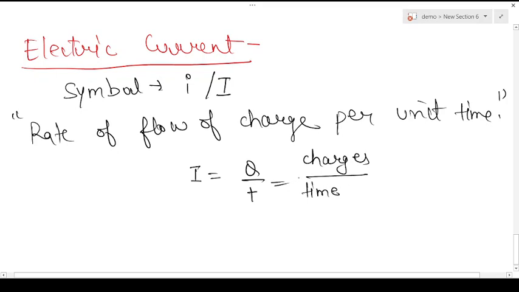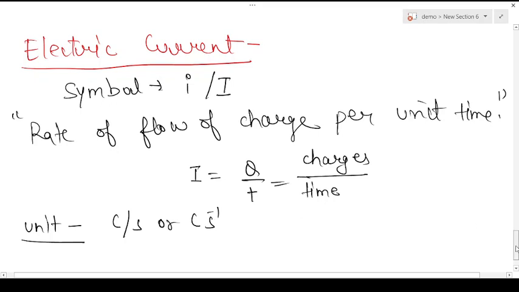So this I equals Q by T. And we know the units of charge and time. The unit of charge is coulomb and time is seconds. So the unit of electric current will be coulombs per second, or we can say coulomb second inverse.